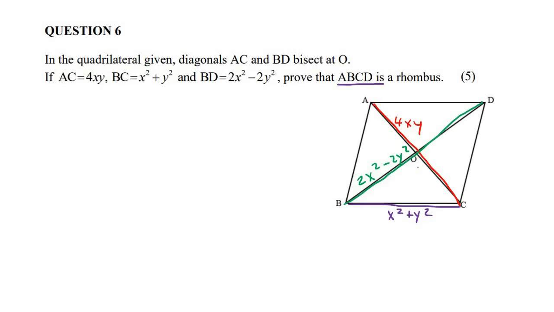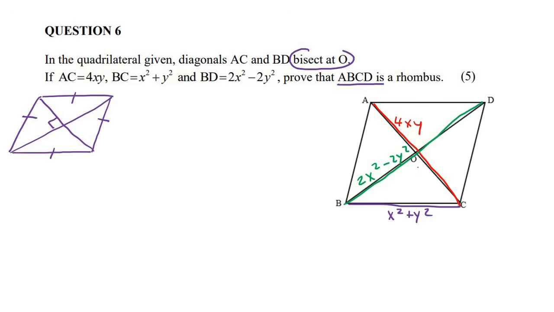Okay, so what is a rhombus? A rhombus is a shape that looks like this, where all 4 sides are the same length, and the diagonals bisect at 90 degrees. Alright, now here is something quite interesting. They said that the diagonals here bisect. Bisect means cuts in half. So that means that this red line has been cut in half. So what we can say is that this length here would be 2xy, and then this length would be 2xy.